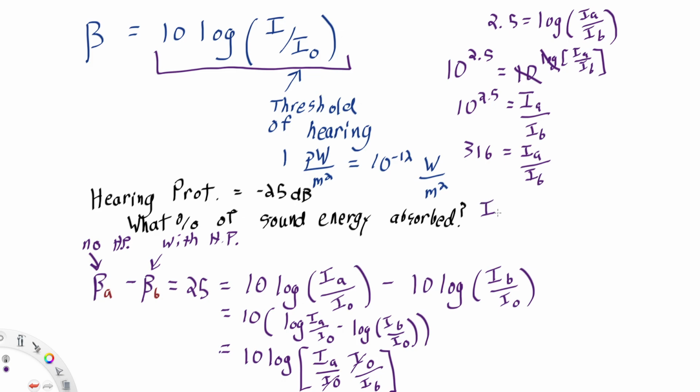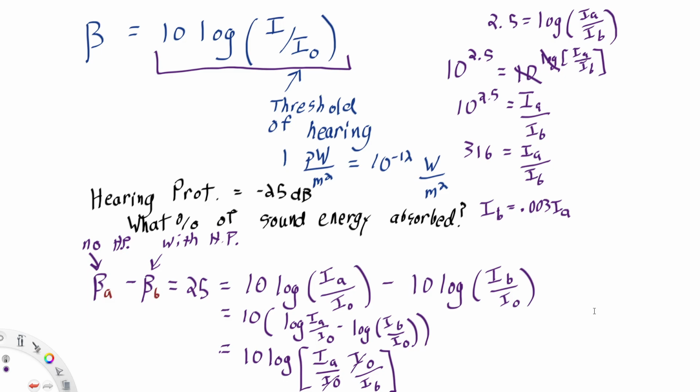Another way of saying that is that the intensity with your hearing protection is only 0.003 times the intensity with no hearing protection. So you're getting less than 0.5% of the energy making it through to your ear, which could be real important if you want to keep your hearing.